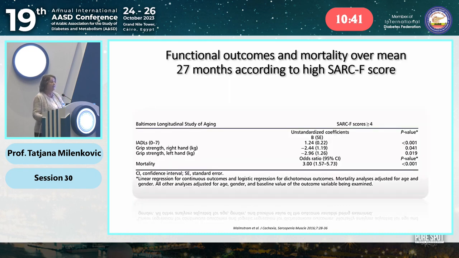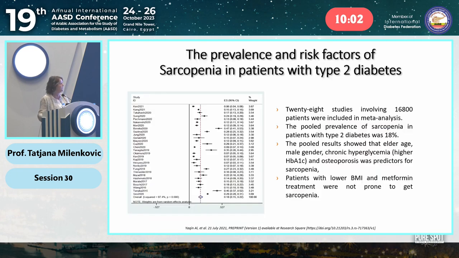Because those persons that have a higher SARC-F score of sarcopenia, these patients are with higher mortality over the next couple of years, and that's why it is important to see in our old elderly persons if they have this higher score for sarcopenia, and we will see further on that we have some ways how to help them to strengthen their muscle mass and to avoid this higher risk for cardiovascular diseases.